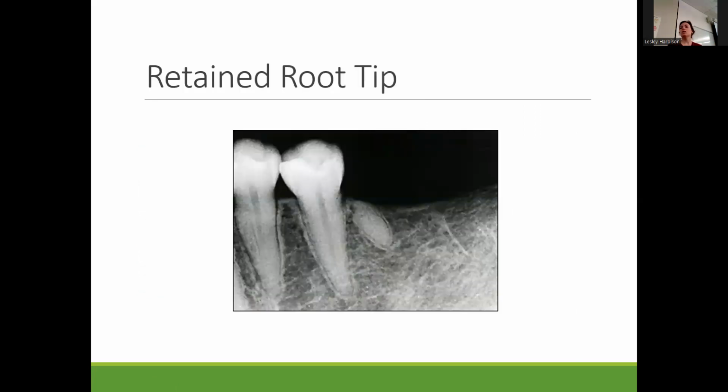And then retained root tip. They might have had an extraction, maybe a difficult extraction, and the dentist didn't get all the root out. Sometimes you'll get little pieces of bone that break off and work their way out as well. They're almost like little splinters of bone and things like that. So you can see different things.